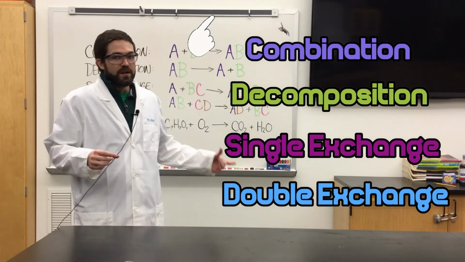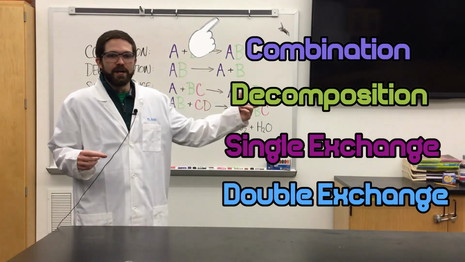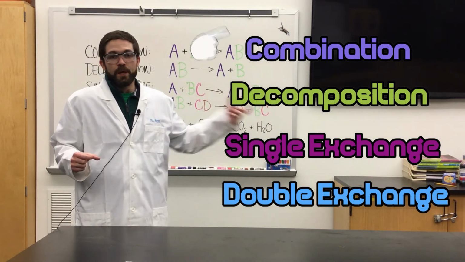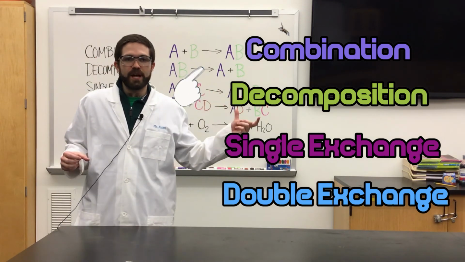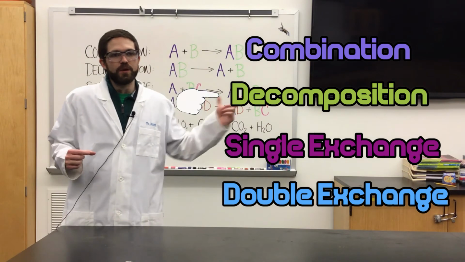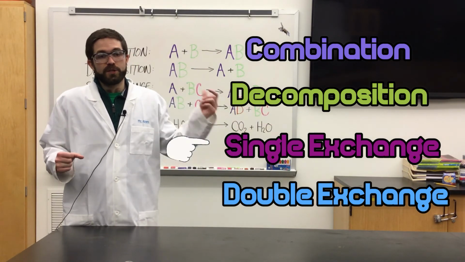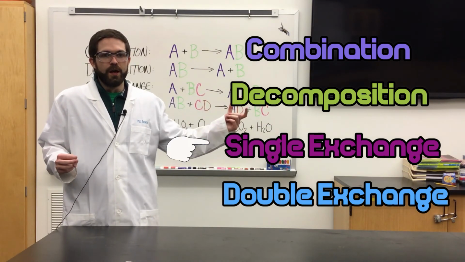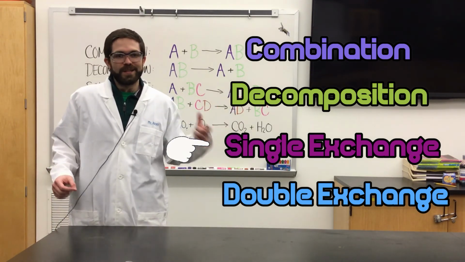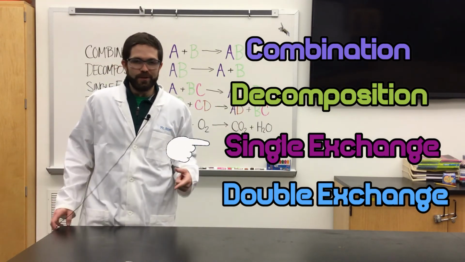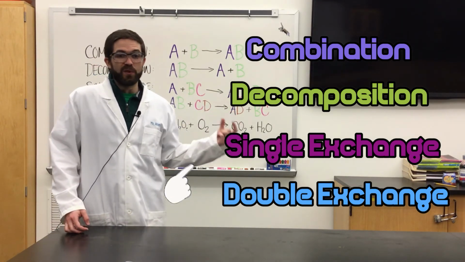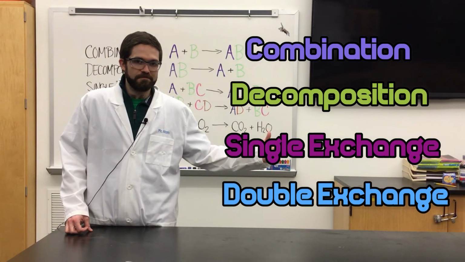Do you see 2 elements combining to form a compound? A plus B yields AB. Do you see 1 compound breaking down into 2 smaller parts, either elements or compounds? AB yielding A plus B. Do you see a single element and a compound, and that single element comes along and kicks out one of those elements, takes its place, and makes that other element single? Or do you have 2 compounds that both swap partners?